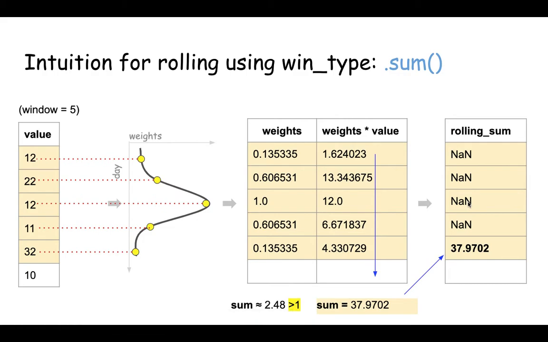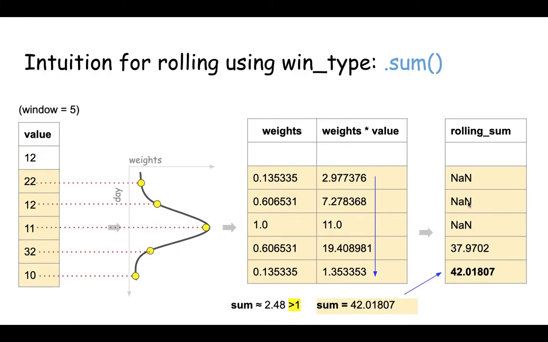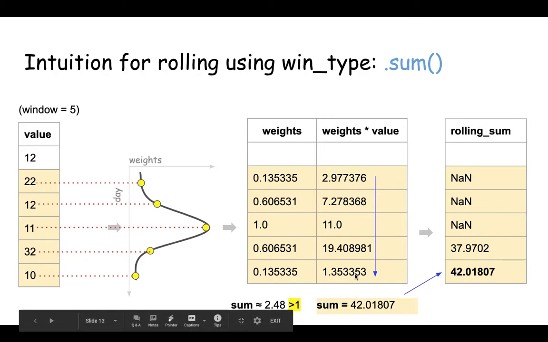Now when we slide the window down one row, again we can apply the same window function that we have already created, for which we do have the weights. All we have to do is multiply the weights with the values and get this column, sum that column to get 42.01, and that's the next rolling sum.